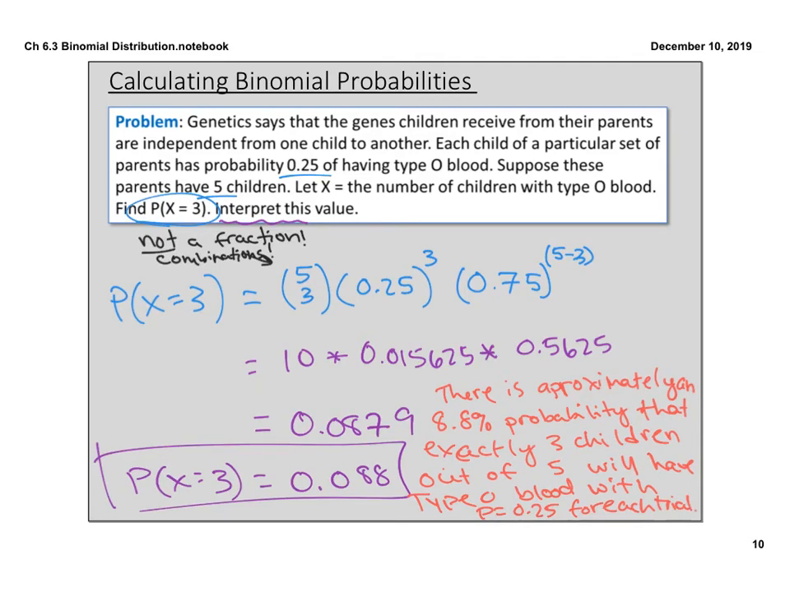So write out some sort of statement. You have to include your context. They're going to want to see that, I can promise you.